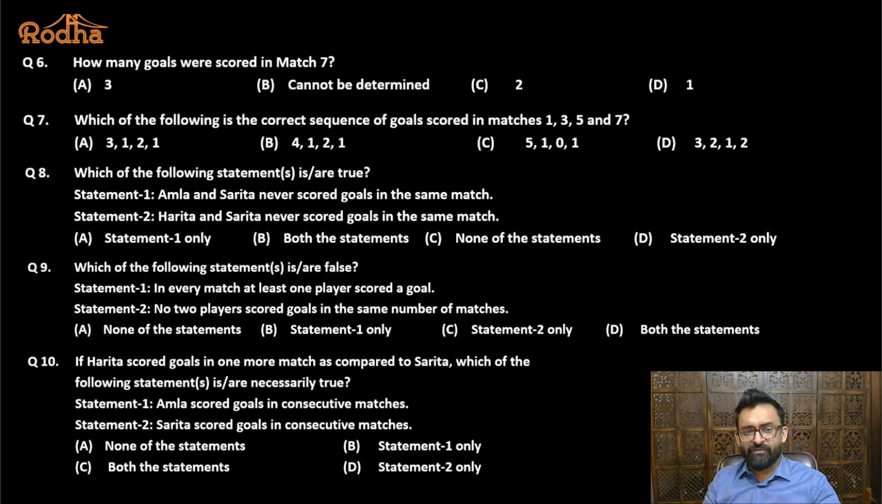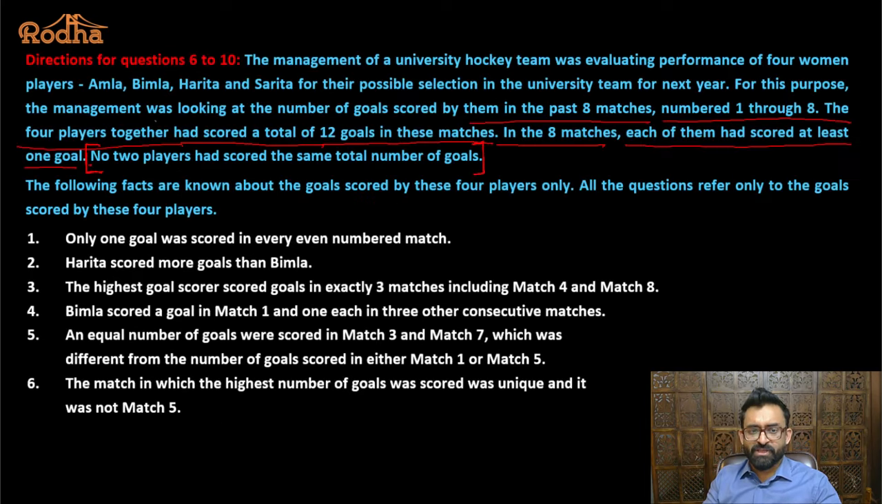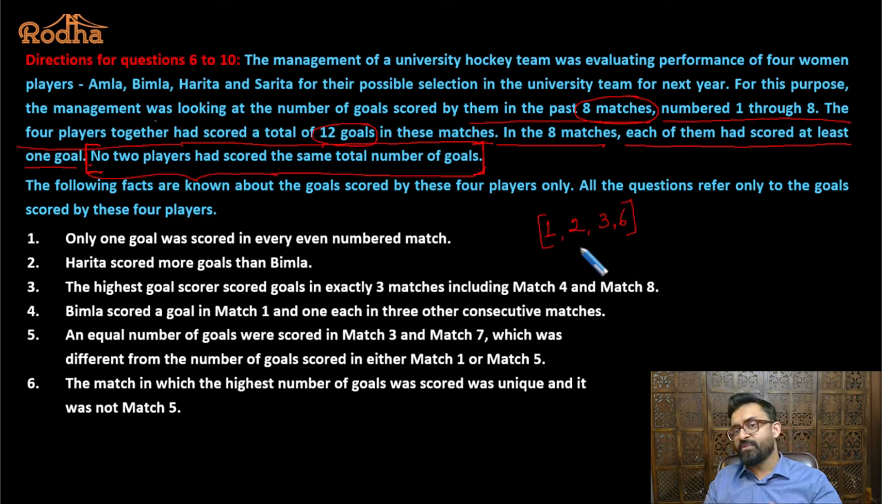Okay, so we'll take the information of this particular question to different slides so that we can solve it. What we have to keep in mind: 12 goals in total, 8 matches played, and no two players had scored the same number of goals. Everybody will be scoring a different number of goals. That means it's possible that it's 1, 2, 3 and 6: 6 plus 3 is 9, plus 2 is 11, plus 1 is 12. That means no two numbers are going to be the same. I have not read the instructions as of now, so let's see how it goes. But no two numbers are going to be the same in terms of the number of goals scored by any of the 4 players.